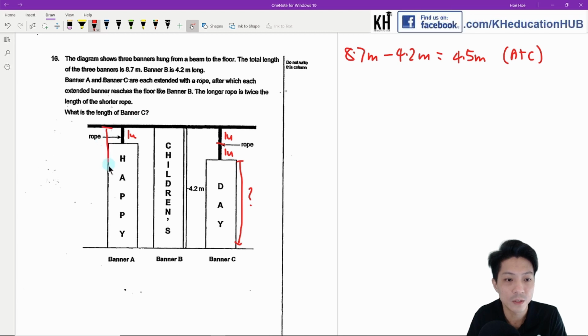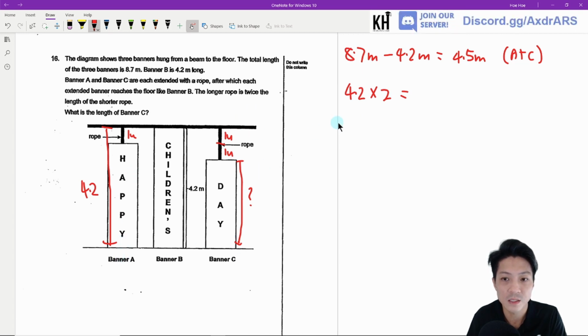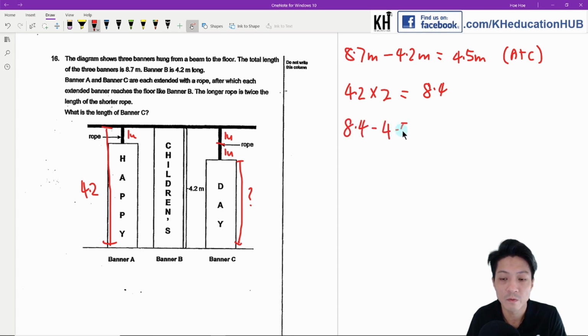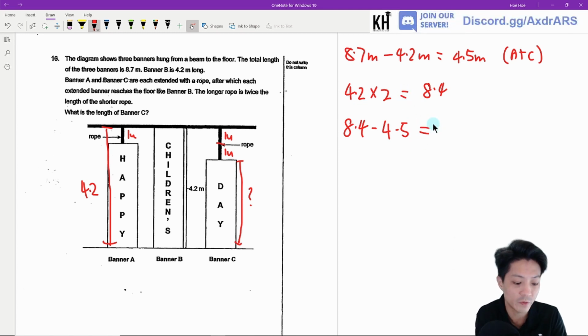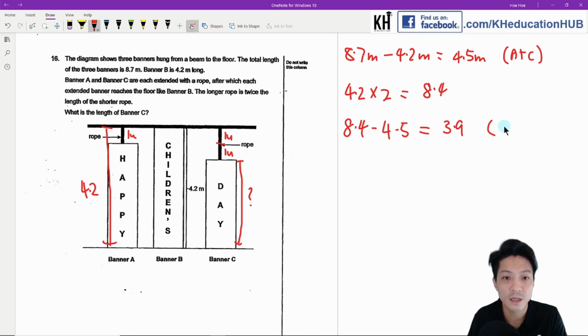the height from here to here is 4.2. So if I use 4.2 times 2, because it's for banner A and C, 4.2 times 2 will be 8.4. And if I use 8.4 minus 4.5, don't need to write the unit, it is 3.9. This 3.9 is the length of the rope.